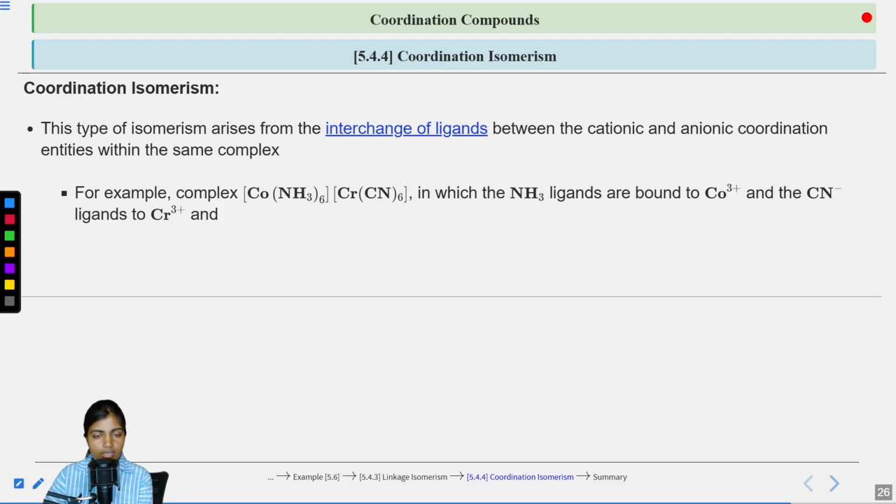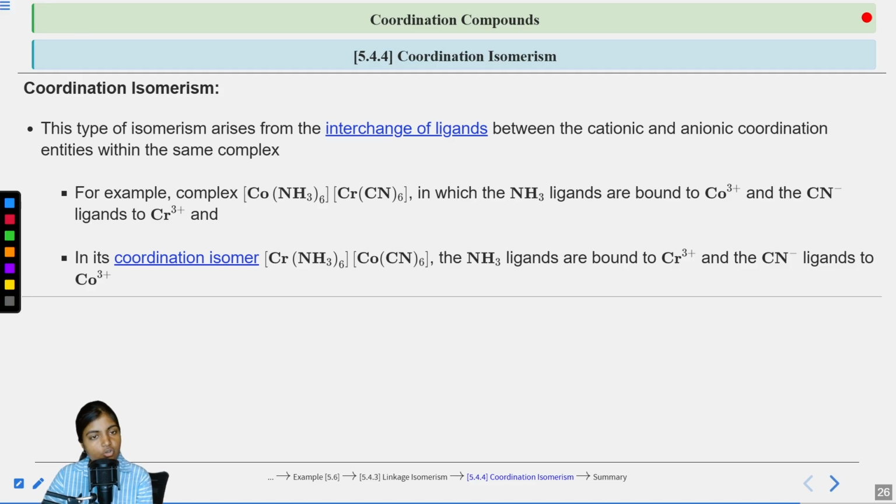So let's take an example of the complex [Co(NH3)6][Cr(CN)6]. Cobalt with ammonia six, chromium with cyanide six. Now in this, the ammonia ligands are bound to cobalt 3 positive, and the cyanide ligands are bound to chromium 3 positive, right? So with the cobalt, ammonia is bonding, and with the chromium, cyanide is bonding.